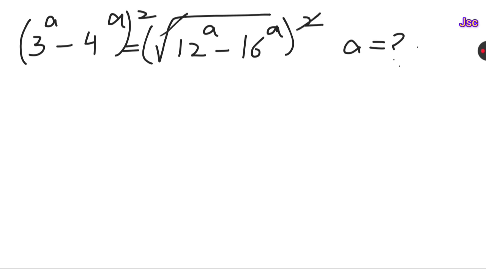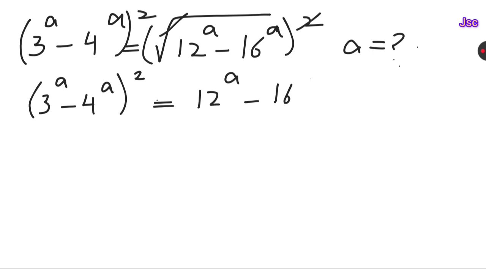After cancelling the square and square root, we get (3 raised to the power of a minus 4 raised to the power of a) whole squared, that is equal to 12 raised to the power of a minus 16 raised to the power of a. 12, we can write as 4 times 3, or as 3 times 4. The 16 also we can write as 4 times 4.